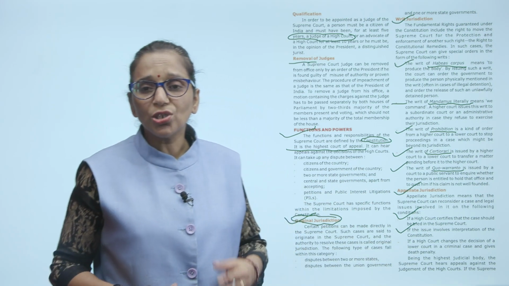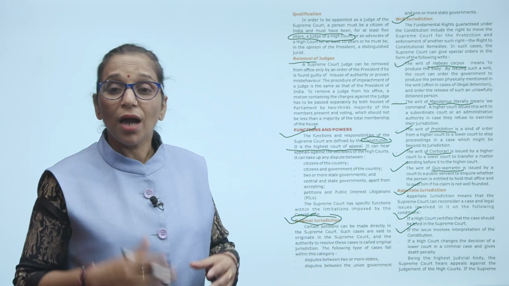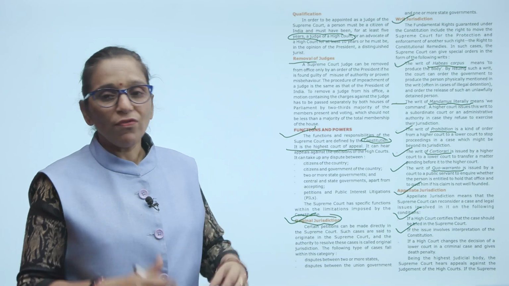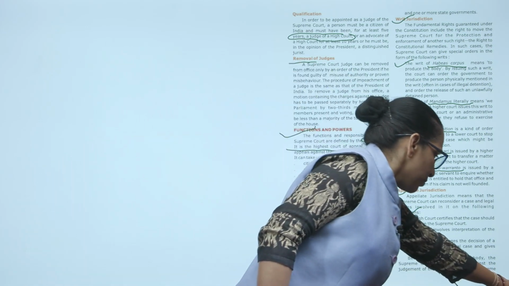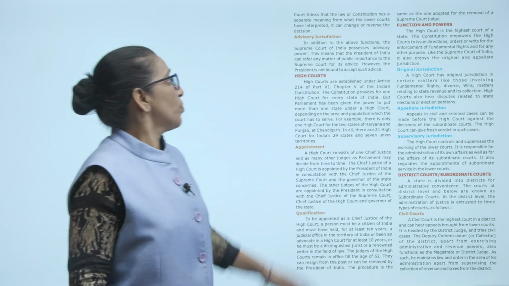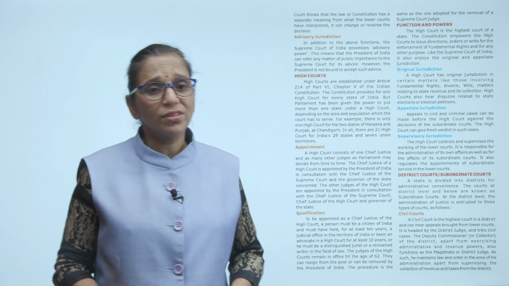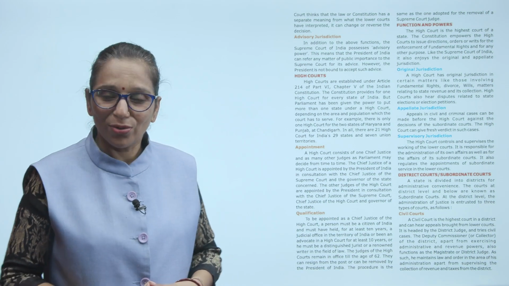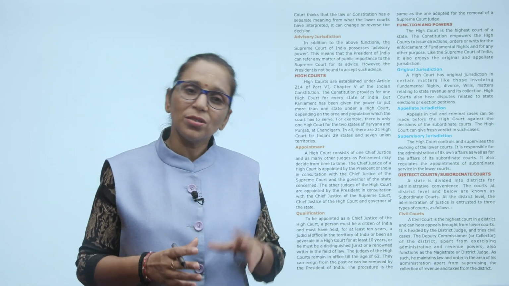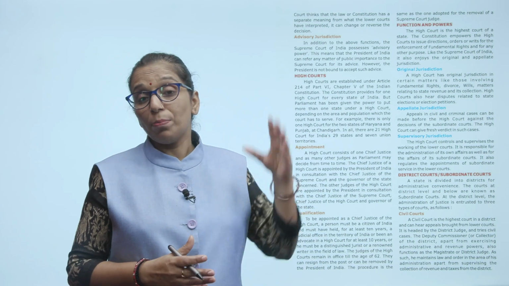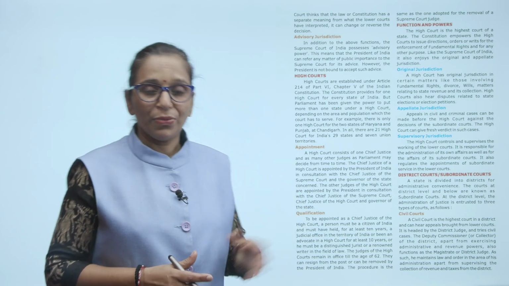Being the highest judicial body, the Supreme Court hears appeals against the judgments of High Courts. If the Supreme Court thinks that the law or the Constitution has a different meaning from what the lower courts have interpreted, it can change and reverse the decision also. So the final decision is of the Supreme Court if the appeal is moved to the Supreme Court.